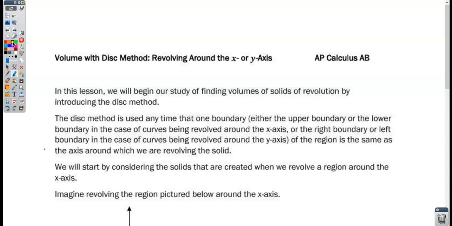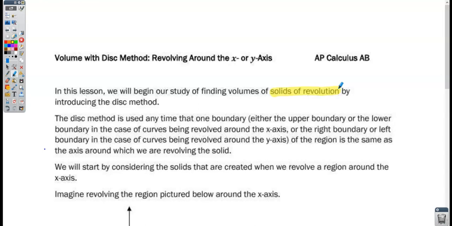Now, what is a solid of revolution? A solid of revolution is when we take a region and revolve that region around some line, the x-axis, the y-axis, some other line, and when we spin that region around a line, it forms a three-dimensional solid. We're going to have two specific methods to find these volumes in this course, the disk method and the washer method. And we're going to start by looking at the disk method.